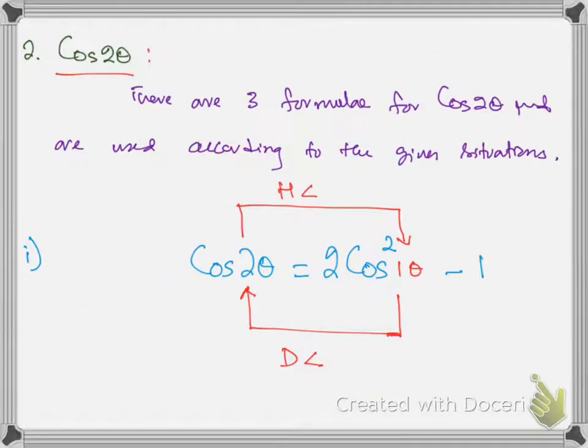Now, formula number 2, cos 2 theta. There are 3 formulae for cos 2 theta and they are used according to the given situations. This is the first formula regarding cos 2 theta. This is the formula of cos 2 theta in the form of cos theta. If you see the ratios regarding the angles, you will observe the double angle is in the reverse way. The double of 1 is 2. And if you go in the right direction, then the angle will be half.